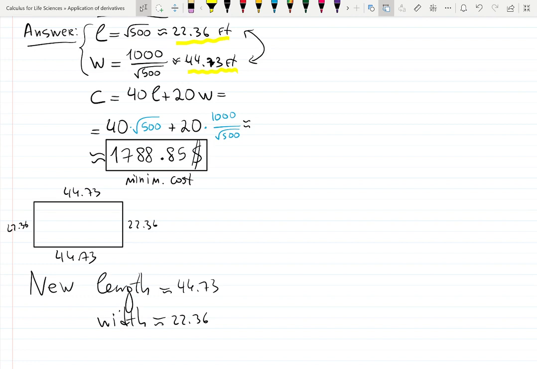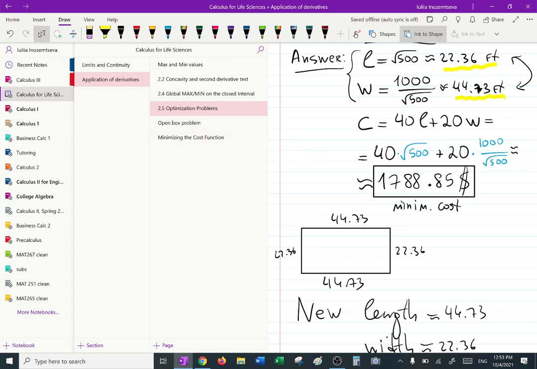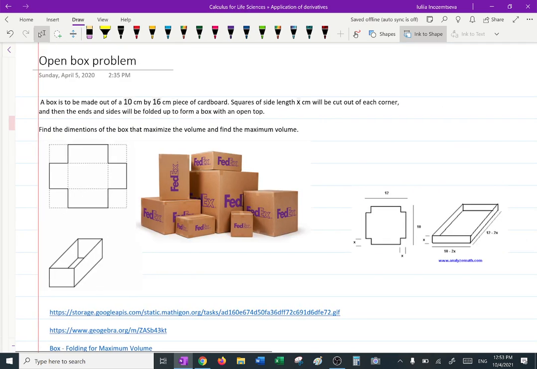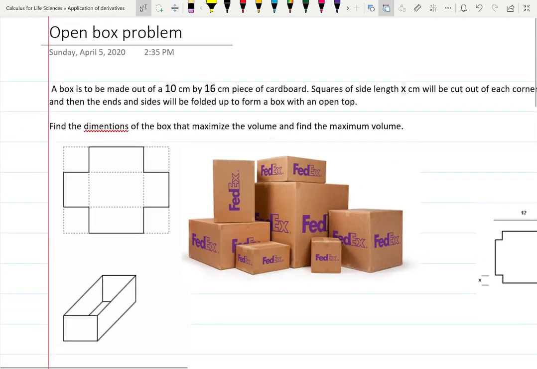Make sense? One more problem. So I'm switching. Are you done? Usually you're looking at this too. Good job. One more problem is a continuation of the chapter, but I do like to call it the open box problem. It's a very known problem. So please write it down.